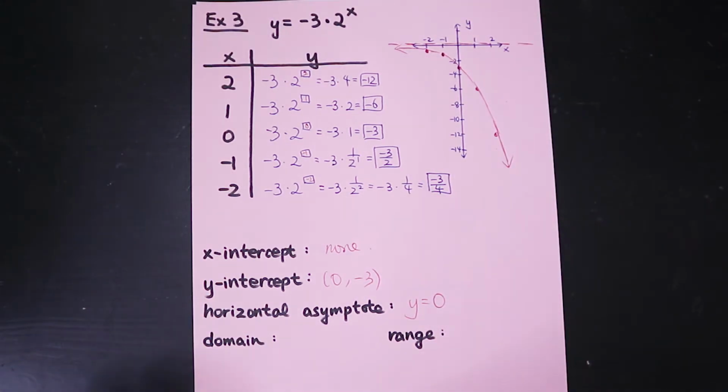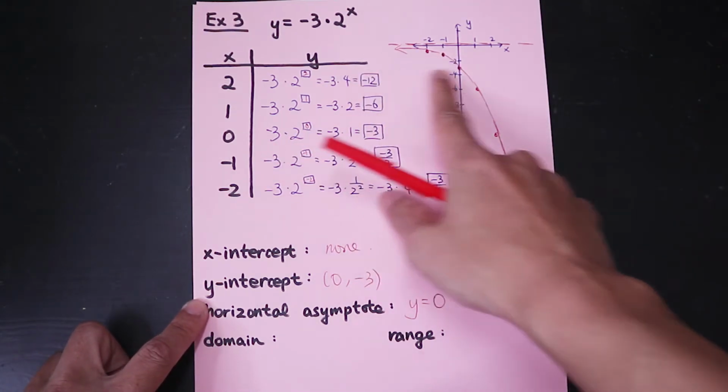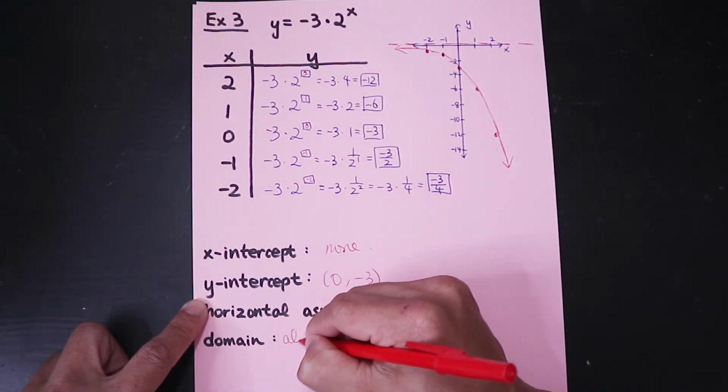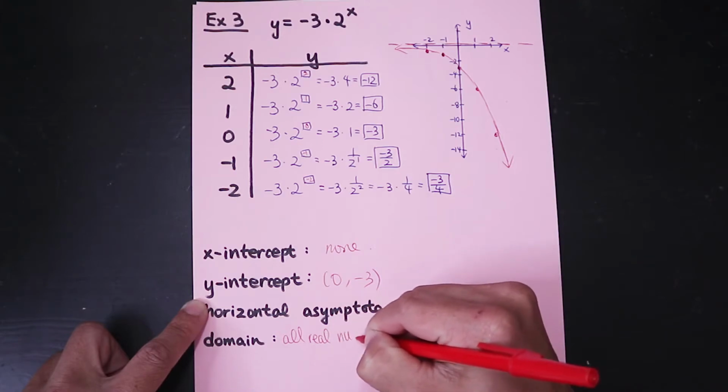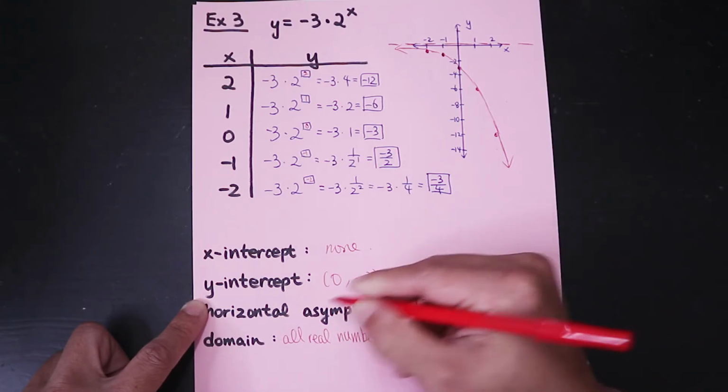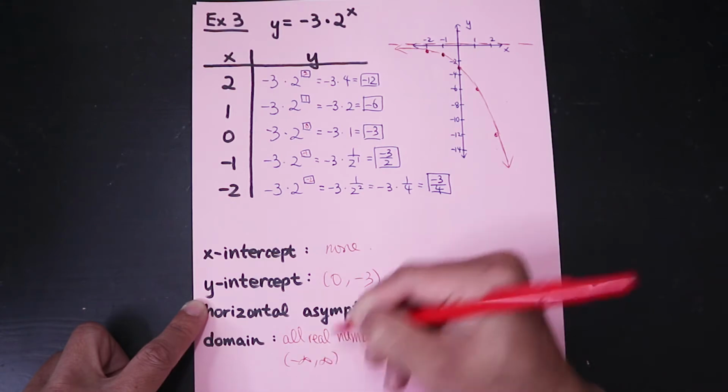With your domain, same thing. You're going to notice that this graph goes left and right forever. So it's going to be all real numbers. And in interval notation, it's going to be negative infinity to infinity.